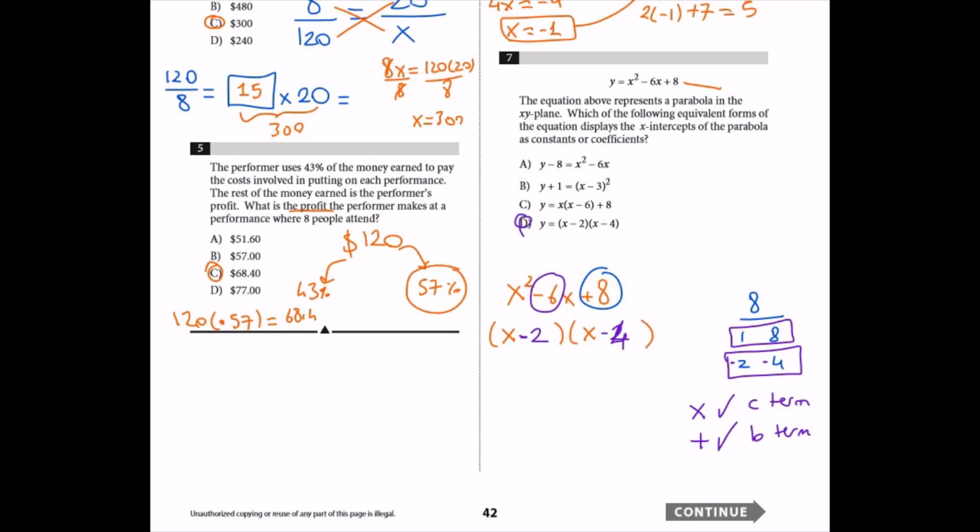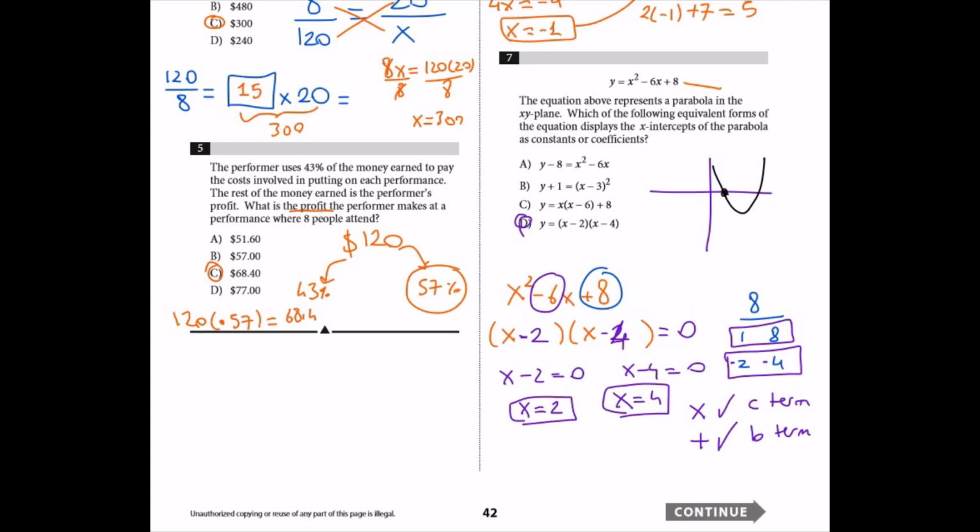This is the answer. And the x-intercepts are here. x minus 2 equals 0 and x minus 4 equals 0. Here x is solved as 2, add 2 on both sides. And x is 4, add 4 on both sides. Or if you graph it in your graphing calculator, you're going to see that the x-intercepts are 2 and 4, which confirms this.